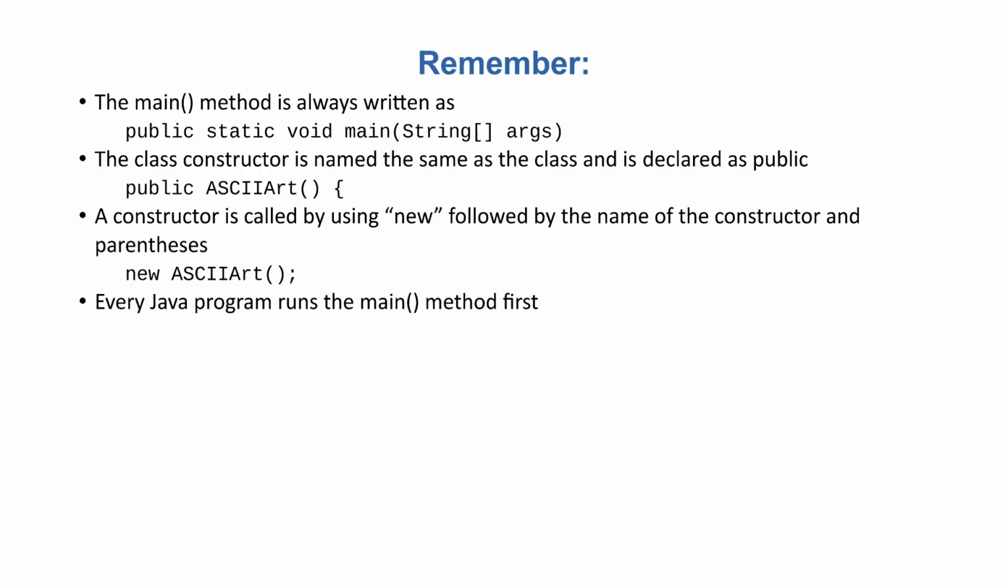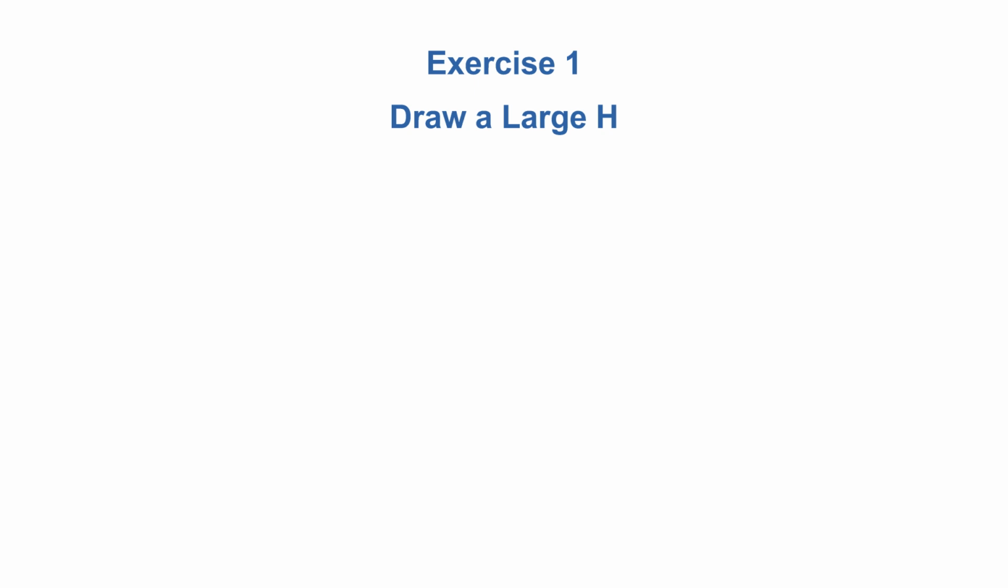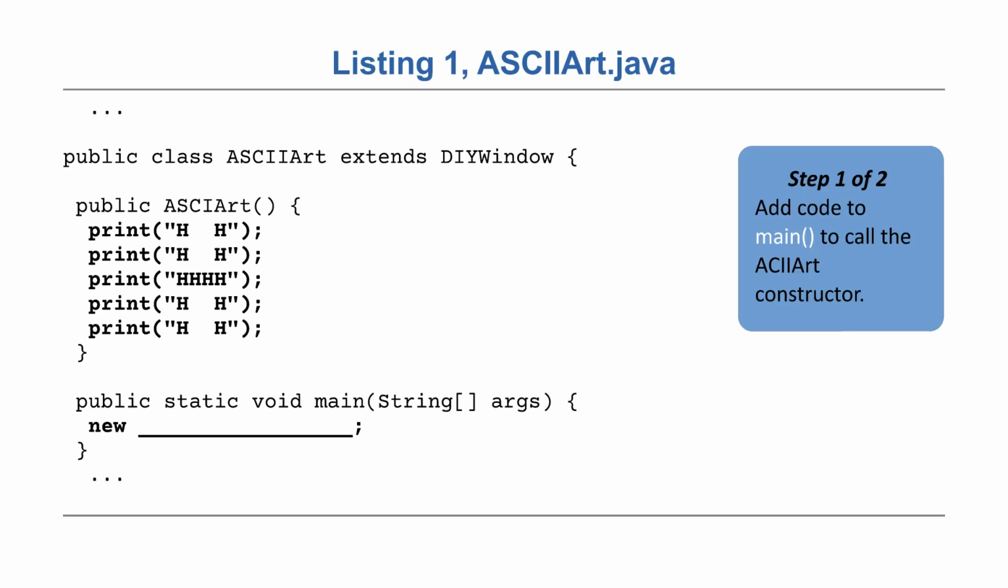Every Java program runs the main method first. The main method calls the class constructor in all my games. In exercise 1, your program will draw a large letter H made from H characters. Add code to main to call the ASCII art constructor. Add code to the constructor to print a large H. Run it. It should have printed a large H.